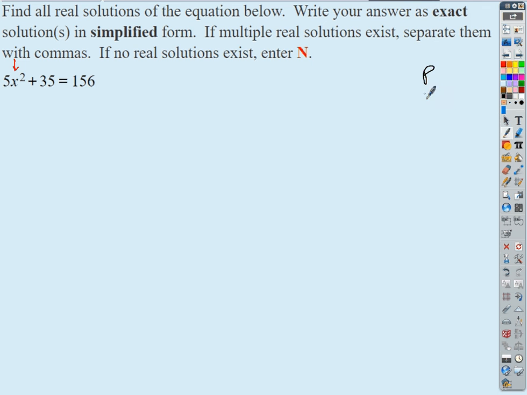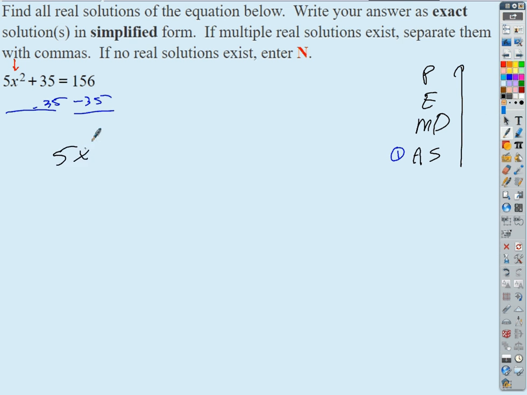So we'll just write down PEMDAS, and we're going backwards, right? Inverse operations. So first we add, subtract. What's that mean? Okay, good. So that's gonna give us 5x squared equals 121. Now what? Divide by 5, so step 2, dividing by 5, right? And that's gonna give us x squared equals 121 over 5.